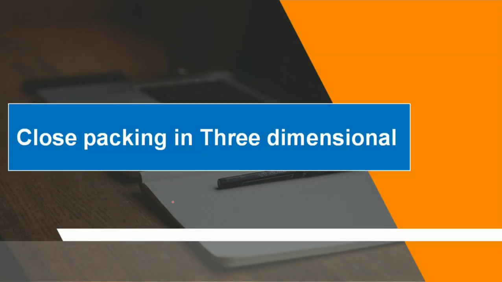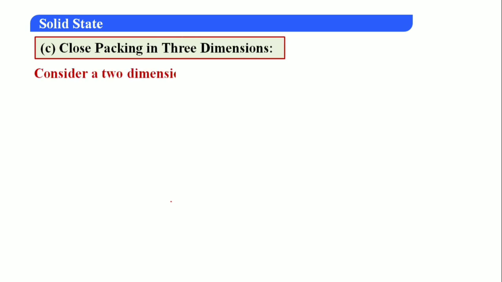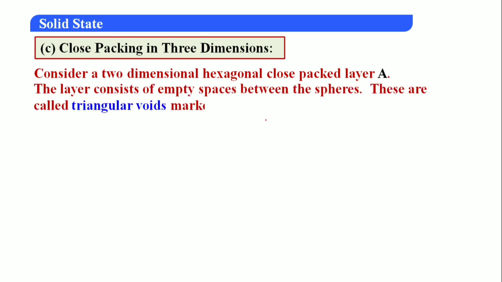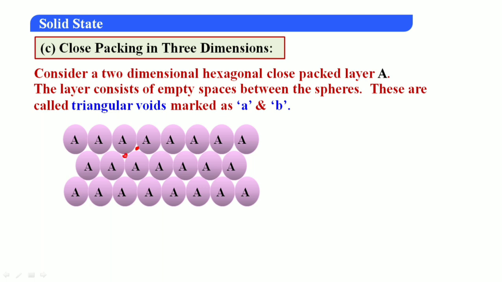Then the 3-dimensional structure. In the case of close packing in 3 dimensions, we consider a 2-dimensional hexagonal close packed layer first. If you consider hexagonal close packed layers like this, this is called layer A. Here you can see there is some vacant space. These are the vacant spaces you can see. Those vacant spaces are triangular in shape. Hence they are called triangular voids. Empty spaces are called voids. Remember, void means empty space.